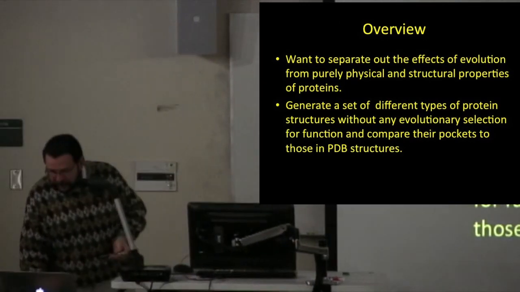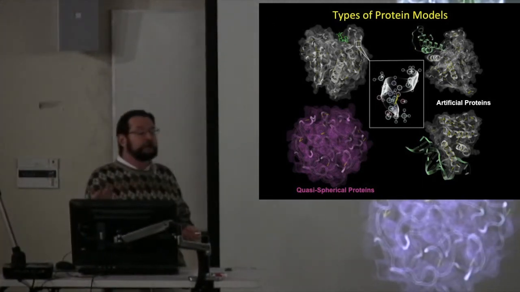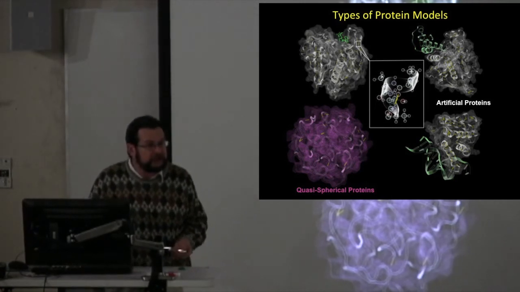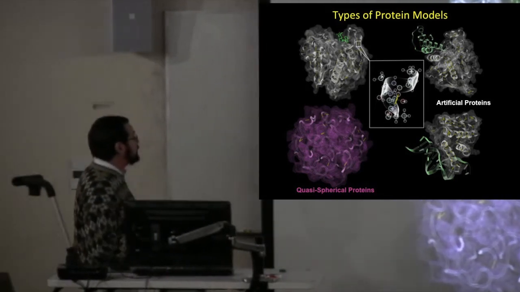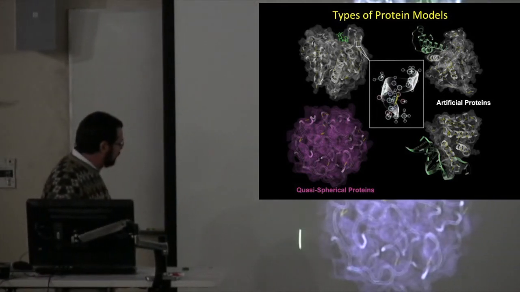Now, I'm not an idiot. Obviously, functional selection is involved in optimizing. We're talking about low-level function. We're not talking about diffusion, collision, controlled enzymatic reactions. So let me consider two, in addition to the native structures, two types of protein models. Let me talk about this one first.